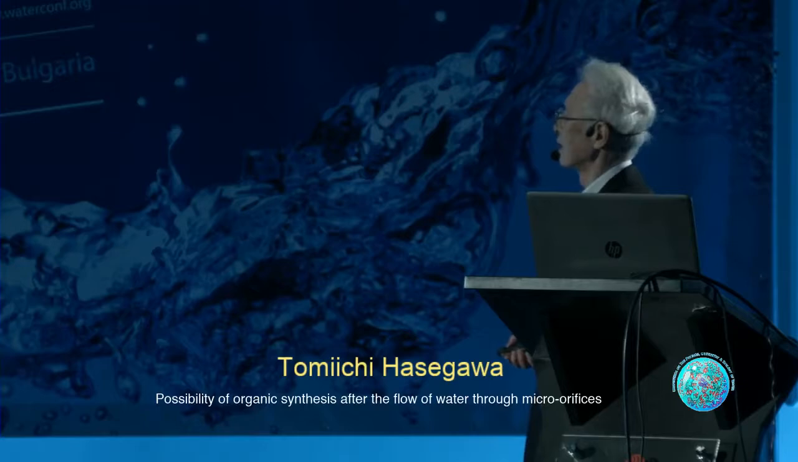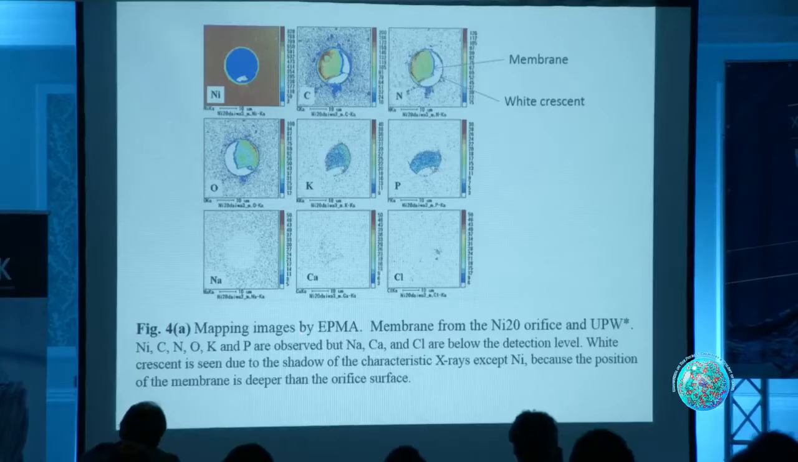This figure shows mapping images by EPMA of membrane from the Ni20 orifice. 20 means the diameter of the orifice, 20 micrometer, and UPW asterisk. N, C, N, O, K, P are observed, but Na, Ca, Cl are below the detection level.